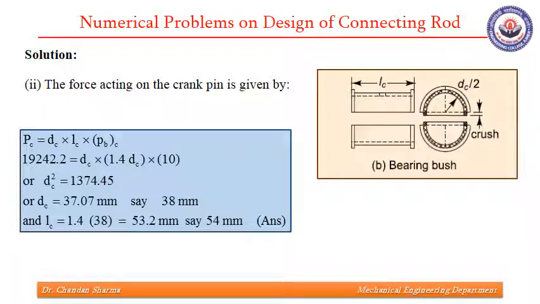So you will see that once the approach is clear to us, we can very well apply the same to solve numericals. In the two numericals that we've discussed till now, in one numerical we found the dimensions of the cross section, and in the other numerical we found the dimensions of small and big end bearings. Let us move on to the next.